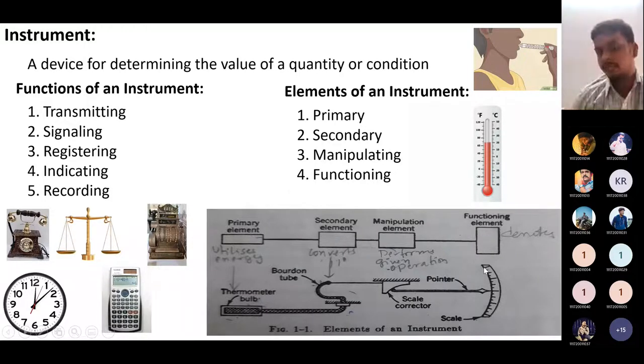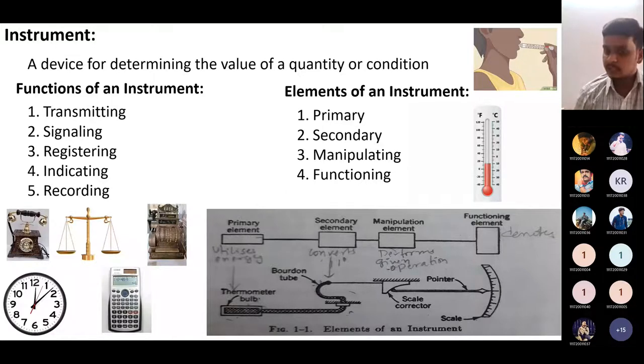So here in the functioning element, we are able to read the temperature which is there outside. Now the primary element. There are four different types of elements of an instrument. One is the primary element. The primary element, in this example, is a thermometer bulb. It is the part of the instrument that first utilizes the energy from the measured medium to produce a condition representing the value of the measured variable.